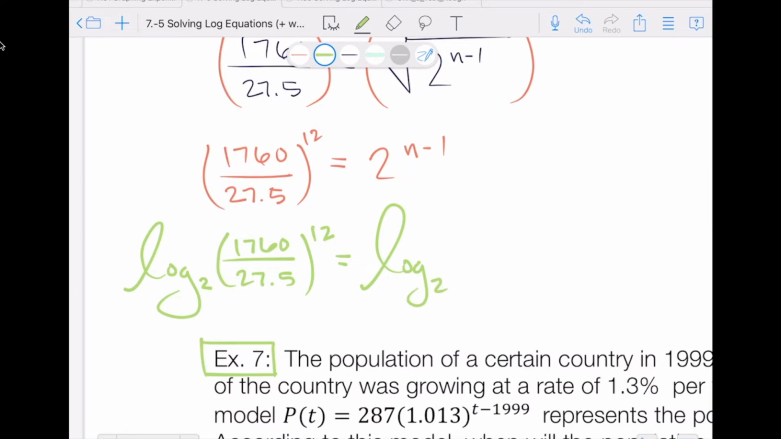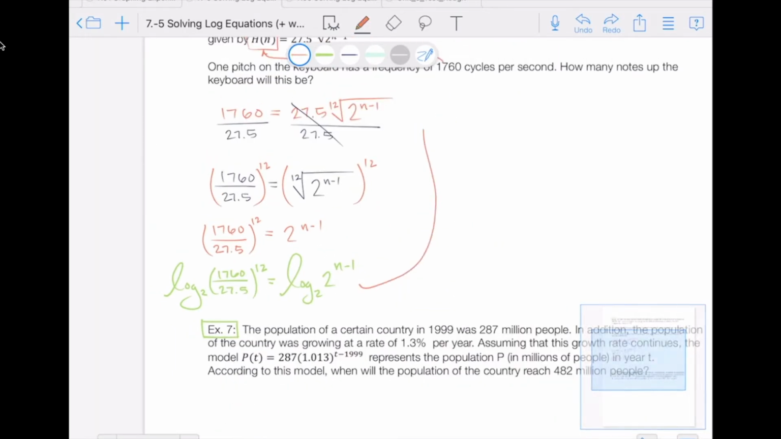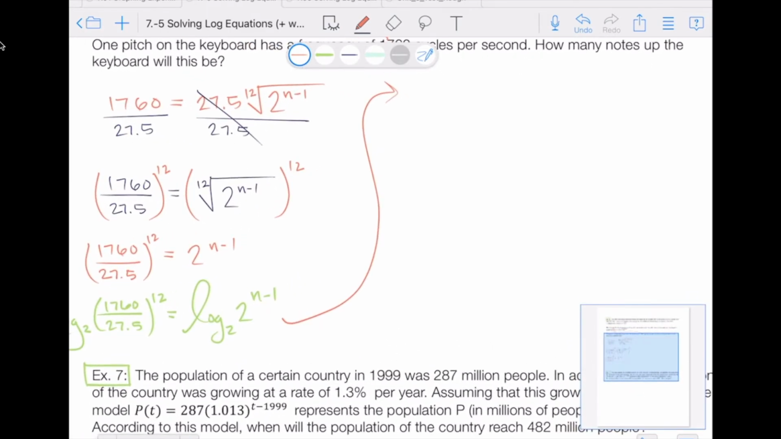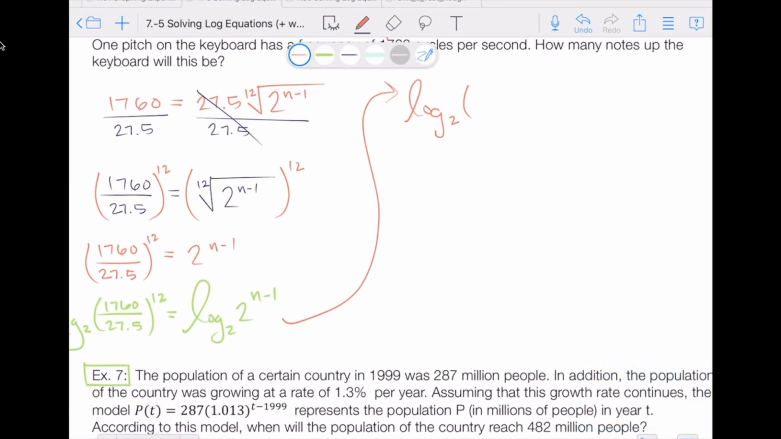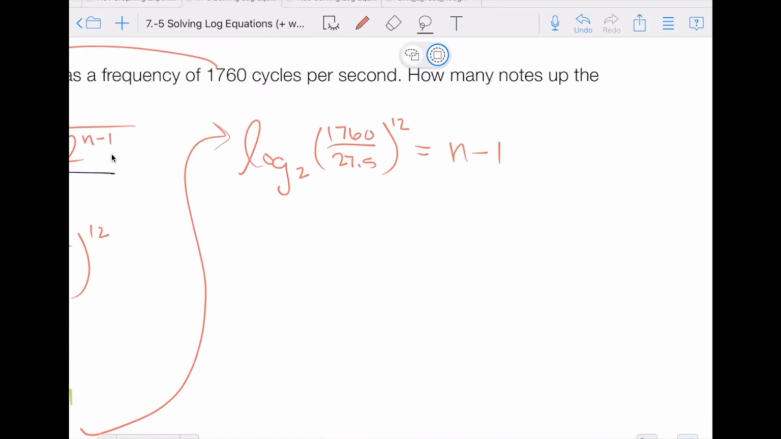is equal to, whatever we do to one side, we do to the other, log base 2 of 2 to the n minus 1. Now remember what happens here. That pulls the n minus 1 out of the exponent. So now we can simplify this down even further into log base 2 of 1760 over 27.5 to the 12th is equal to now just n minus 1. At this point, we want to go ahead and isolate our n value, so we're going to add 1 to both sides.